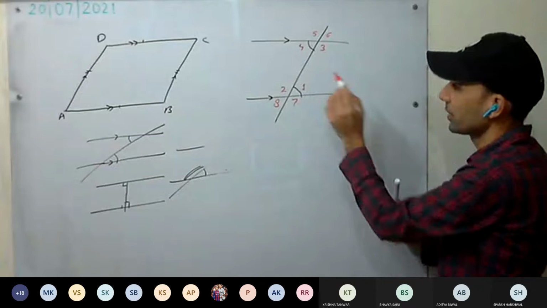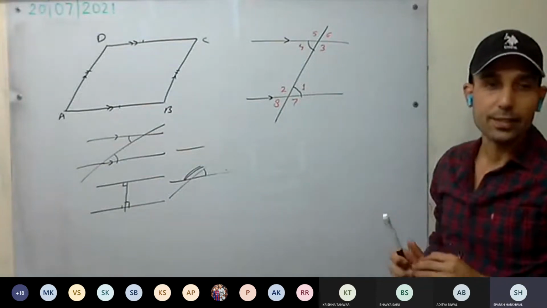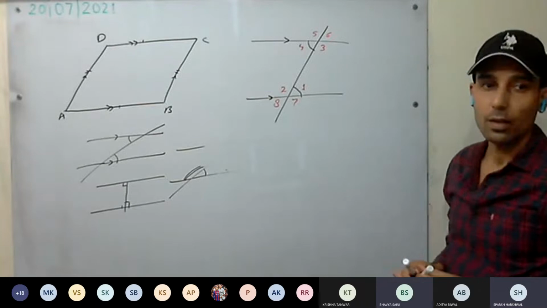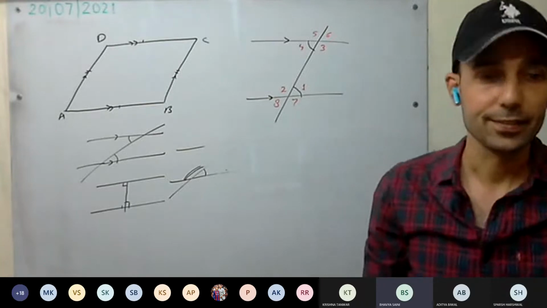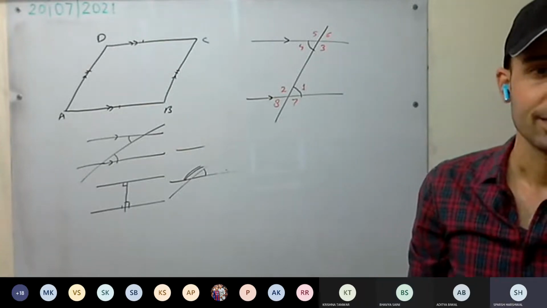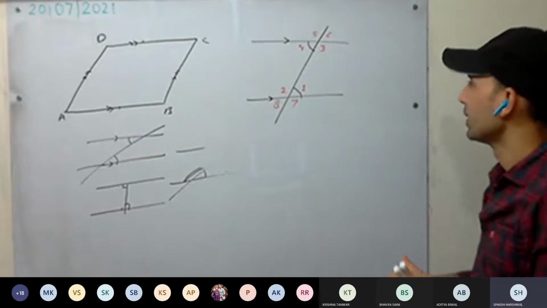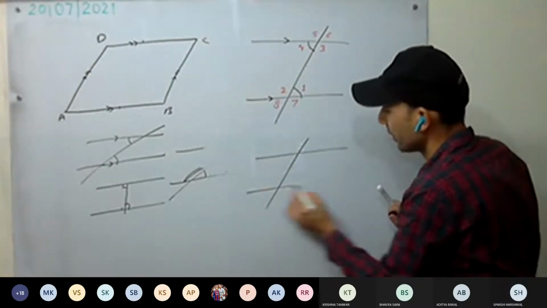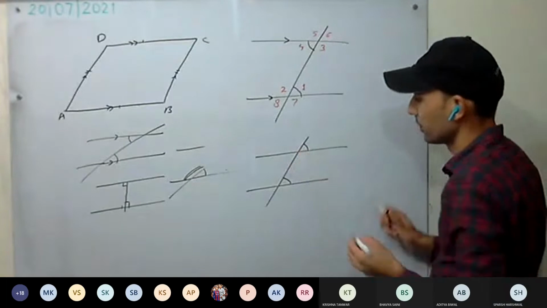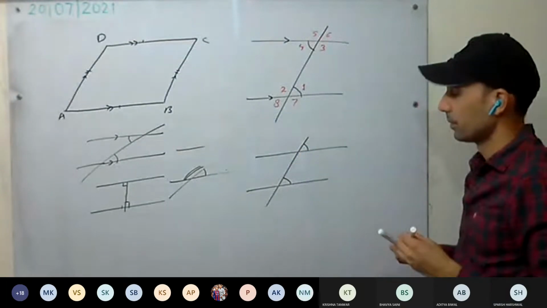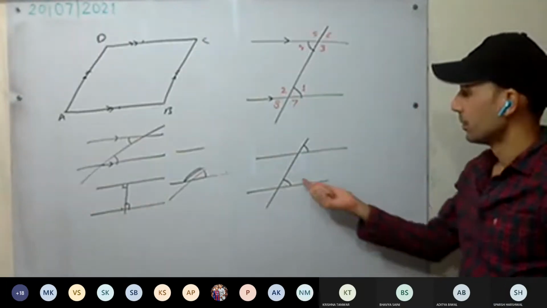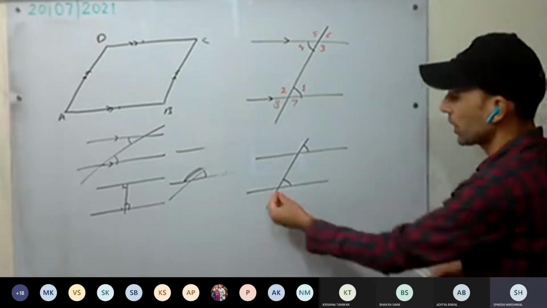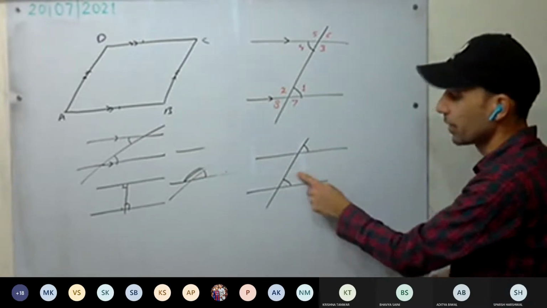1 and 3, what kind of angles are they? Corresponding angles. Corresponding or adjacent angles? Okay, what are these two angles then? They are the corresponding angles. Both are looking in the same direction. They are the corresponding angles.